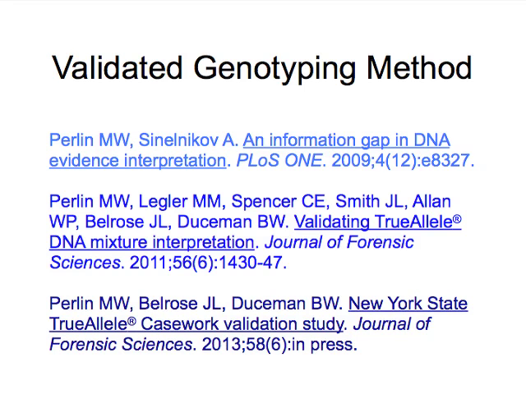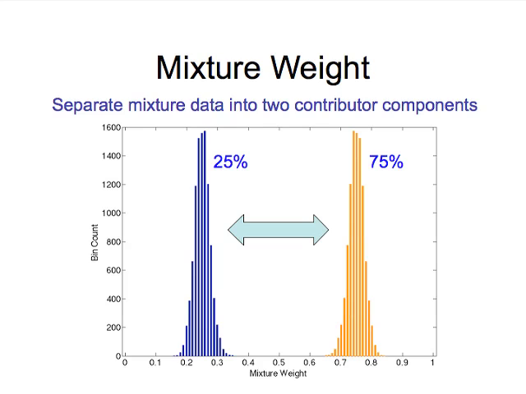It had been validated, and in fact, here are 3 peer-reviewed papers. The first one is based on samples of known composition. The second 2, done in collaboration with the New York State Police, involve casework. And the system looks at many parameters: mixture weight, stutter, what the genotypes are, degraded DNA, and the uncertainty of every one of those parameters as well.